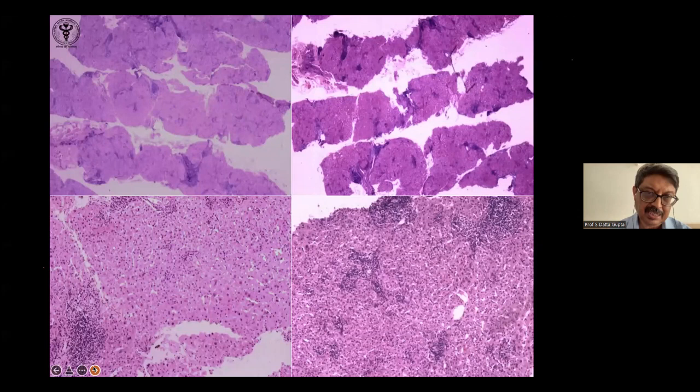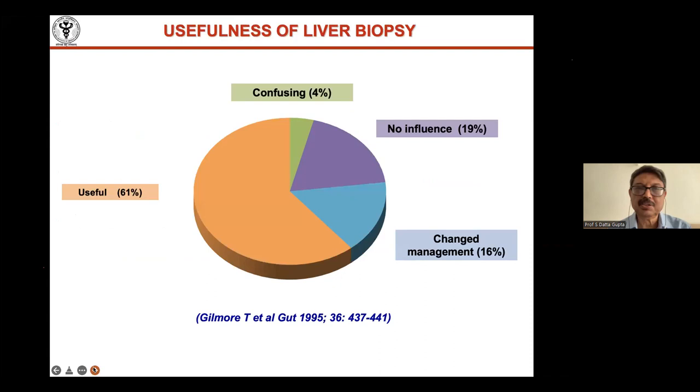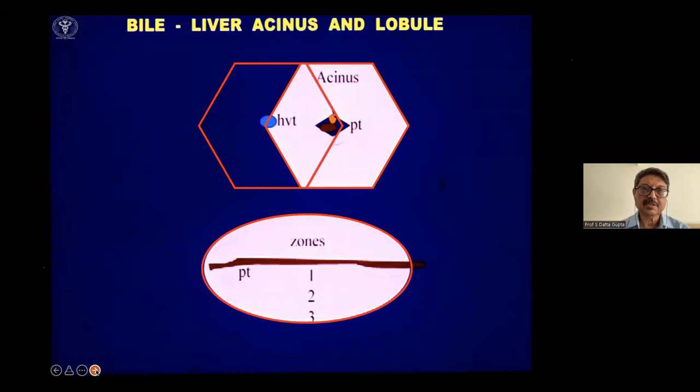And please work with your clinician, right? The laboratory and ward are the two sides of the same coin, and it's very, very important. You must talk to them rather than exchanging notes. It's useful in about 80% of the cases, but in some cases, in about 20%, liver biopsies may not be very helpful. Now, if you come to the normal liver, the liver is diagrammatically shown as hexagons.